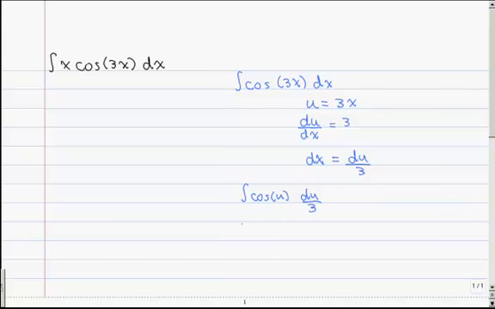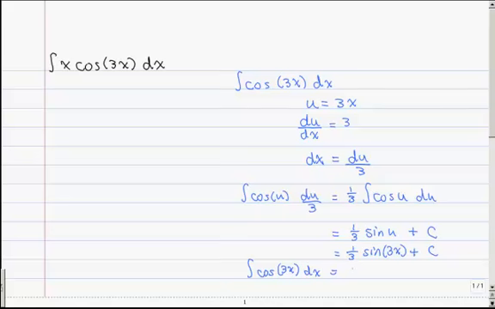Now, of course, the constant factor of 1/3 can come out of this integral, so we have 1/3 the integral of cosine of u du. And this is 1/3 sine of u plus a constant of integration, which is replacing u with 3x, 1/3 sine of 3x plus the constant of integration. Notice here, when we integrate cosine of 3x with respect to x, we get sine of 3x divided by 3 plus a constant of integration.